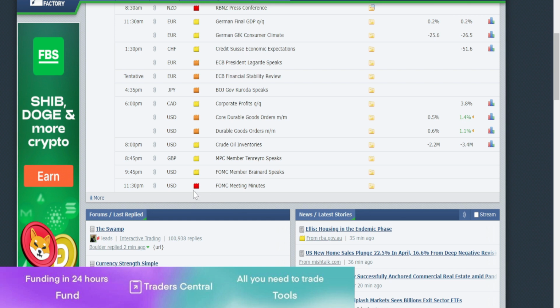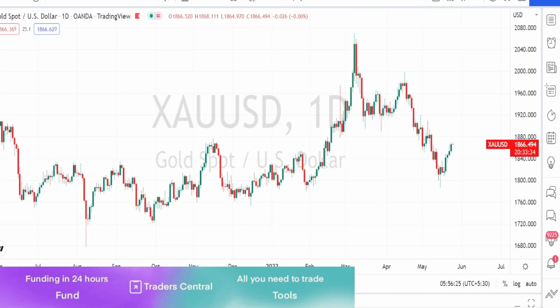So requesting you to consider this news calendar schedule also while planning for your trade entry and exit. Let us begin our gold analysis. I'm in daily time frame of gold, US dollar currency pairs.